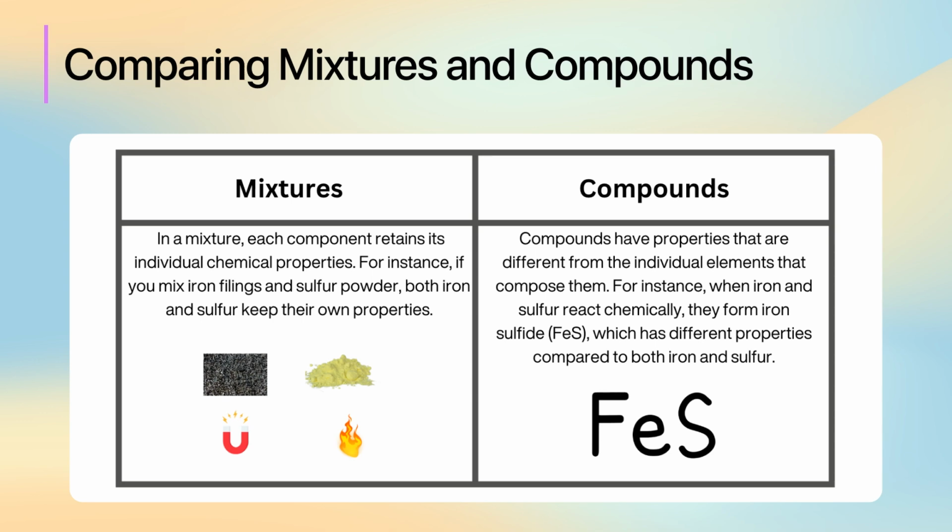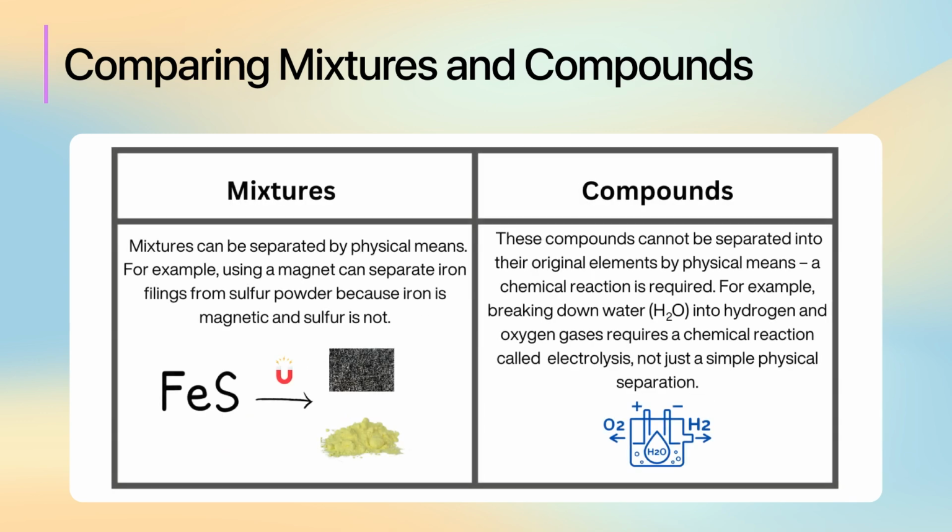Mixtures can be separated by physical means. For example, using a magnet can separate iron filings from sulfur powder because iron is magnetic and sulfur is not. We will further explore separation methods in the next lesson. Compounds cannot be separated into their original elements by physical means. A chemical reaction is required. For example, breaking down water, H2O, into hydrogen and oxygen gases requires a chemical reaction called electrolysis, not just a simple physical separation.